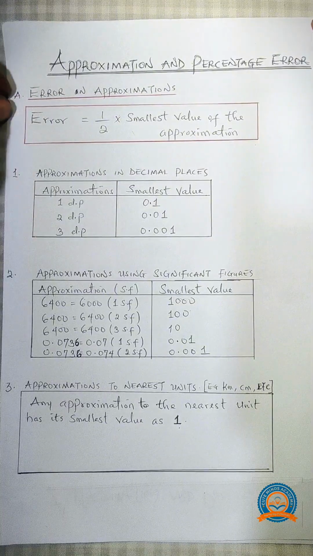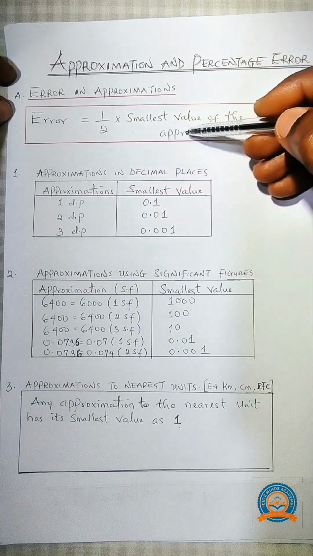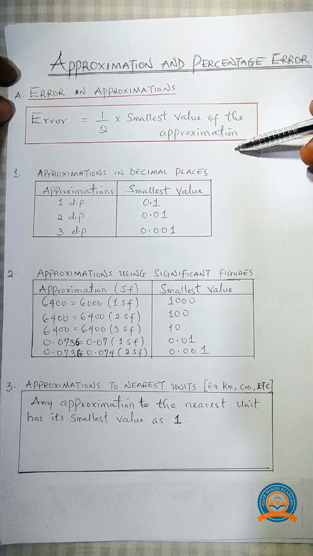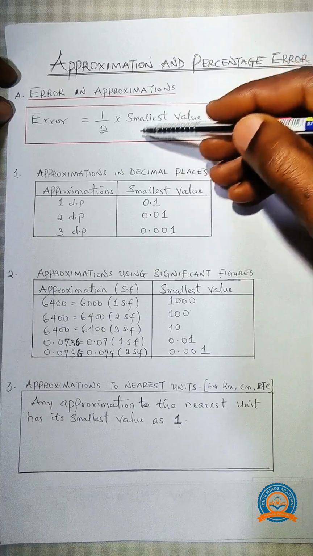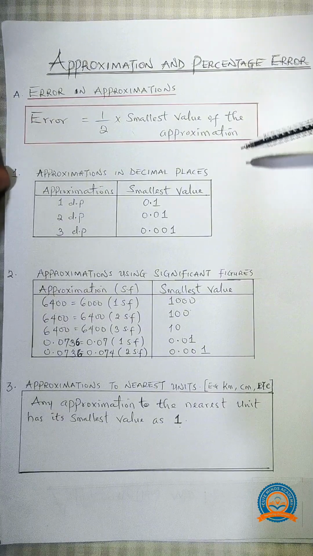We have that error in approximation mathematically is given as 1/2 times the smallest value of the approximation. The question here is, how do we obtain the smallest value of any given approximation? Let's take a look at it.